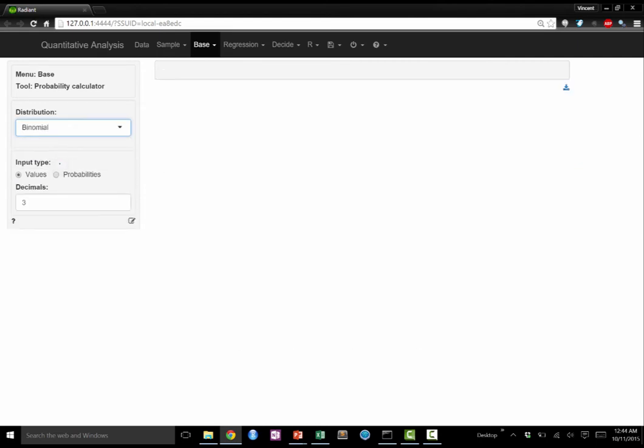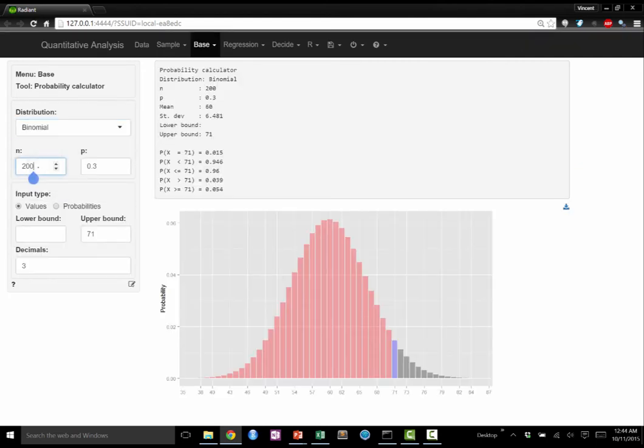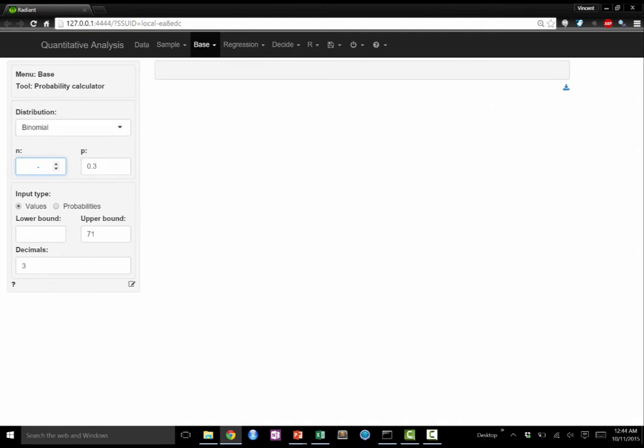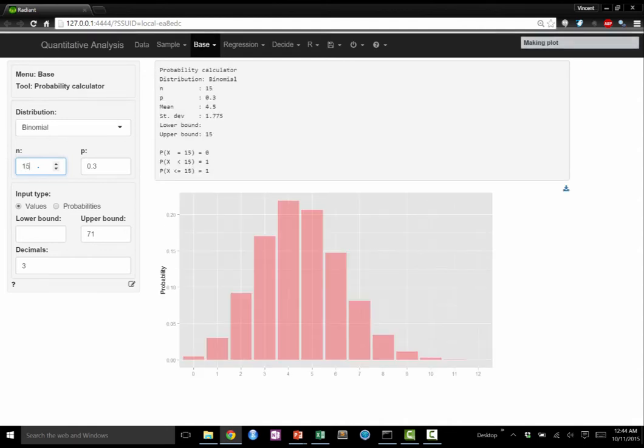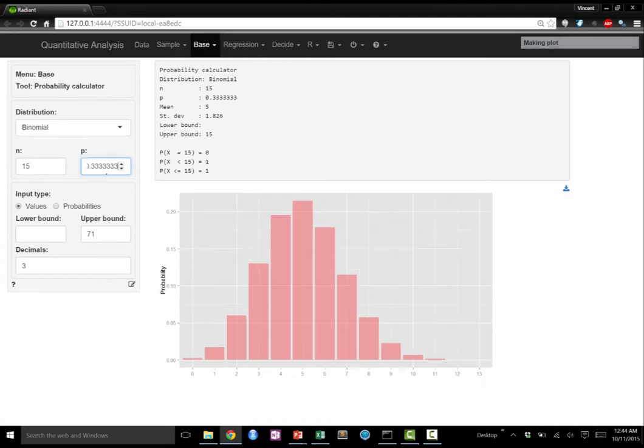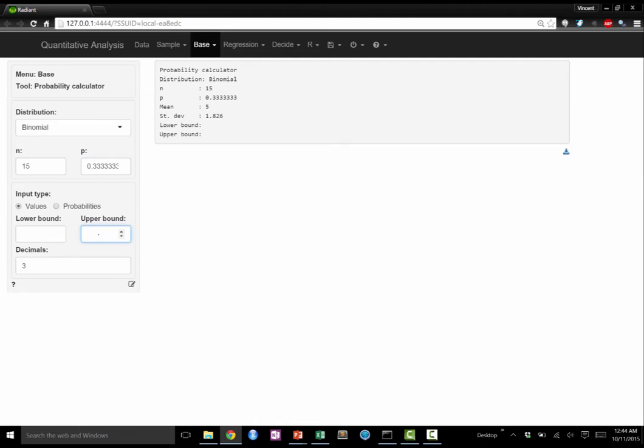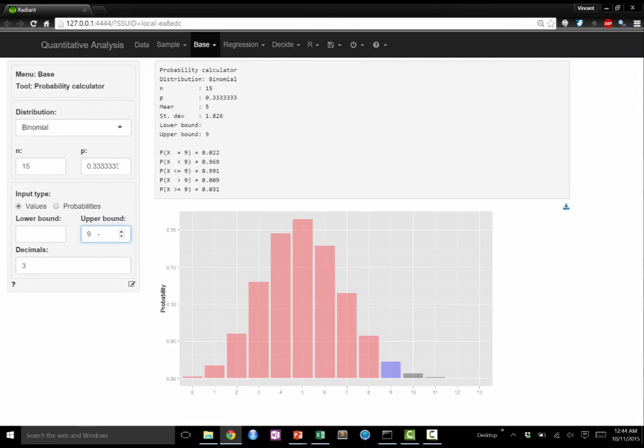All right, what's the distribution? Binomial. How many trials? 15. Right, we're doing 15 draws. The probability of drawing a red is 1/3. And we want to see the probability of getting 9 reds. Okay, so those are the numbers I've put in: the number of trials, 15, the probability of success, 1/3, and the number of reds we're interested in.